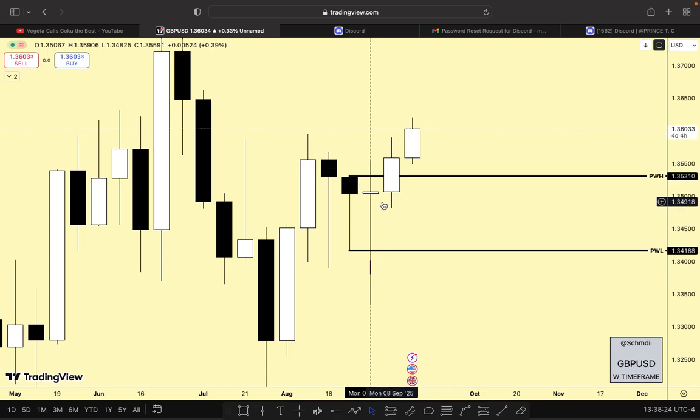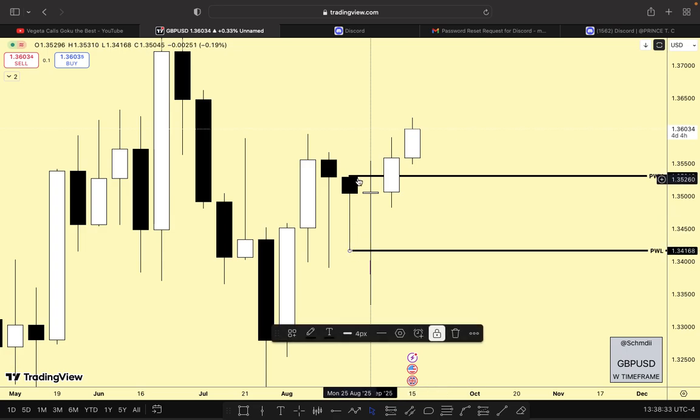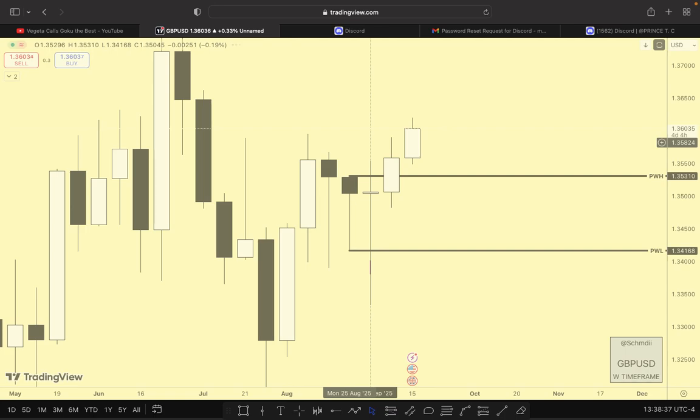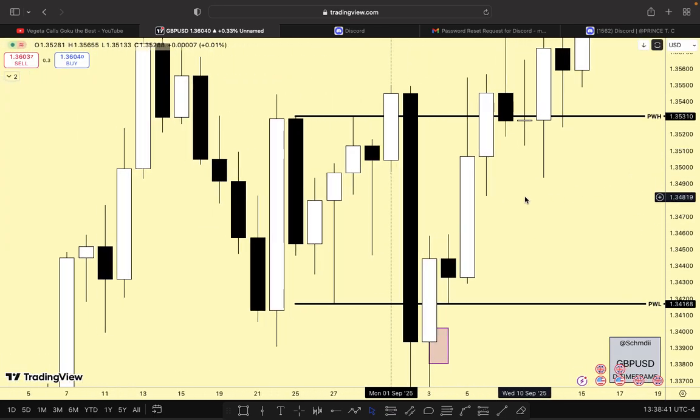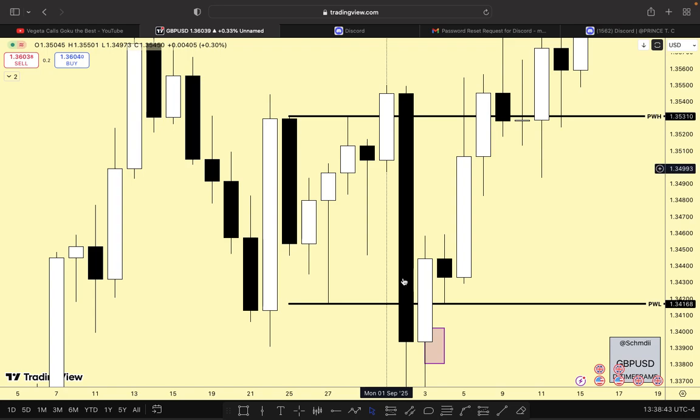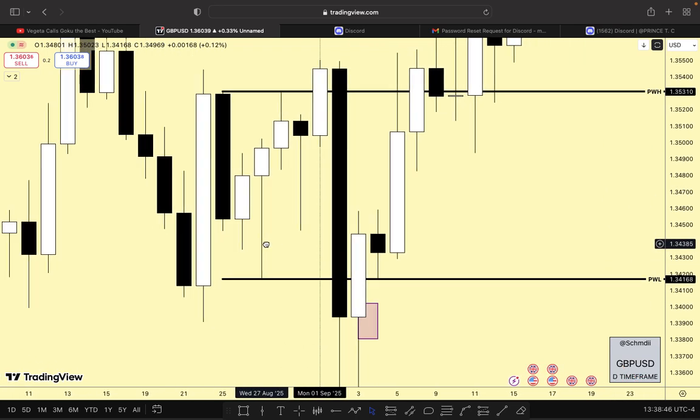This is a new week. This is yet to print. These don't exist. For the previous week, you mark out the previous weekly low and the previous weekly high. Once that's done, you go down to the daily time frame. On the daily time frame, you just wait for price to hit either the high or the low of the previous week.